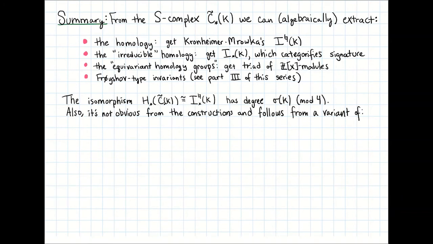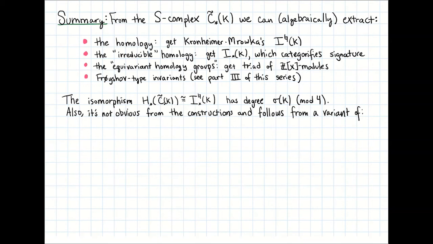I'd like to say a few things about this isomorphism between the homology of our S complex and I natural. First, the isomorphism is not degree 0 mod 4. The degree is the signature mod 4. In some sense, this isn't so important and really comes down to a difference of conventions. Second, the isomorphism is not obvious from the constructions of the two theories.